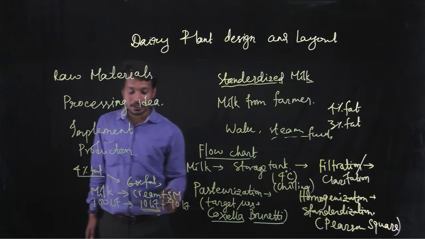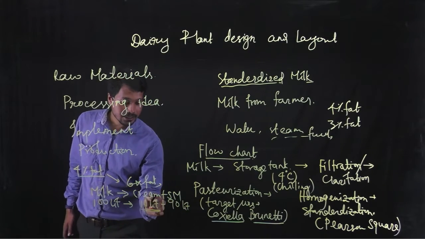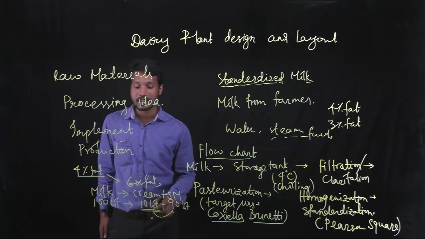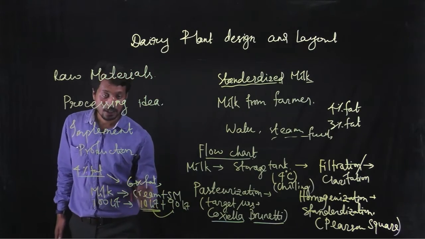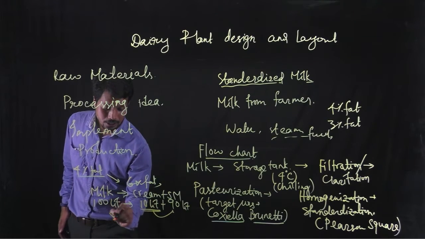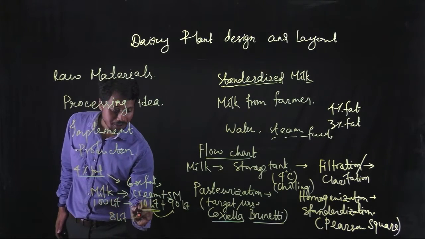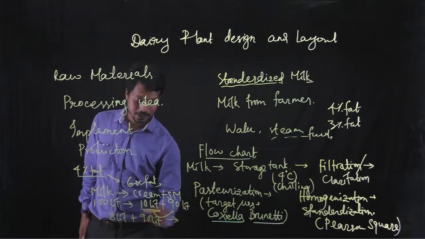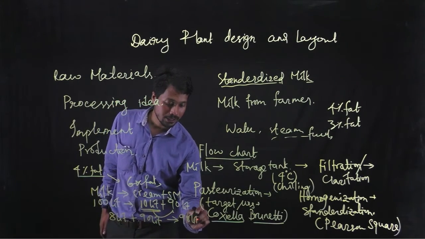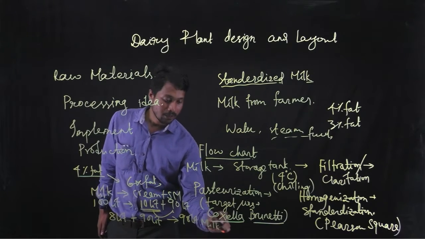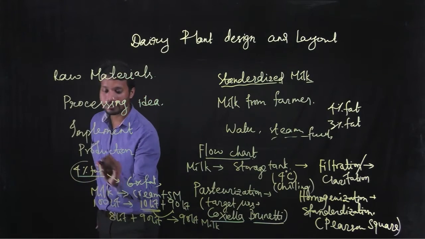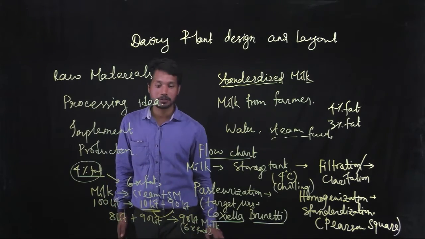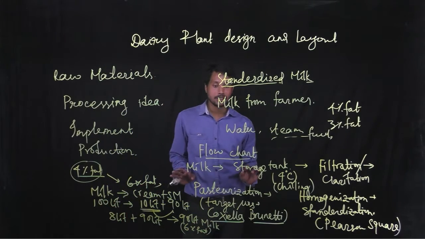Now in the Pearson square method, you must add this cream into the 90 liters of skim milk in such a way that it produces 6% fat. As an example, you may add 8 liters of cream to 90 liters of skim milk, and then it produces 98 liters of milk, but it won't have the 4% fat. Now it will have 6% fat. So this is the method of Pearson square, and this concept is standardization.